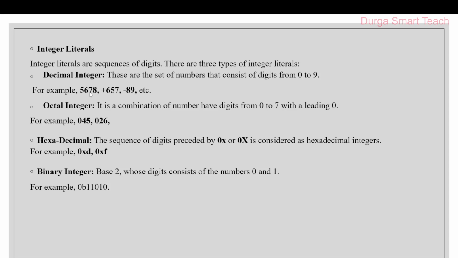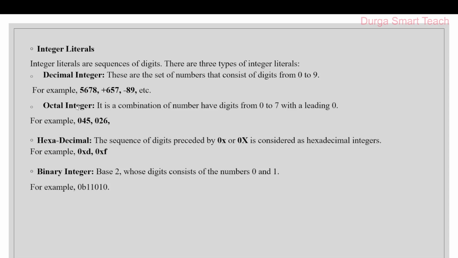For example, 5, 6, 7, 8. If you observe these numbers, they contain digits which are under 0 to 9. 5 is under 0 to 9, 6 is under 0 to 9, 7 is under 0 to 9 and 8 is also under 0 to 9. By default, an integer is also known as decimal. The decimal is nothing but integer and integer is nothing but decimal. We can give positive numbers as well as negative numbers.